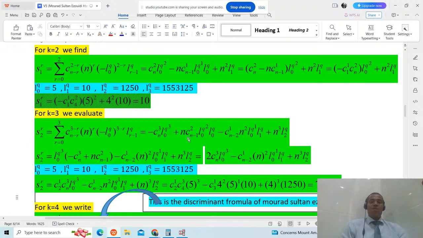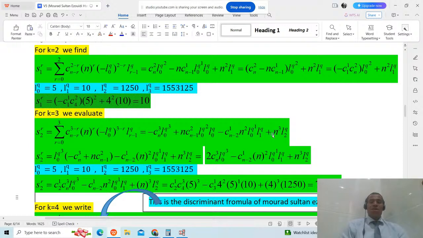When r equals 1, you will get plus combination n minus 1 choose 2, L0 for the q raised to the power 2 times L0 for the q. When r equals 2, you will get minus combination n minus 2 choose 1 times n squared, L0 for the q raised to the power 2, 1 L1 for the q.